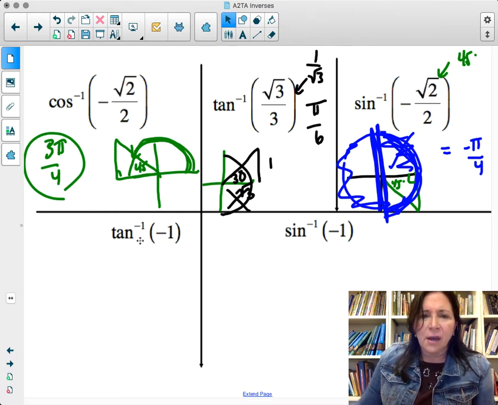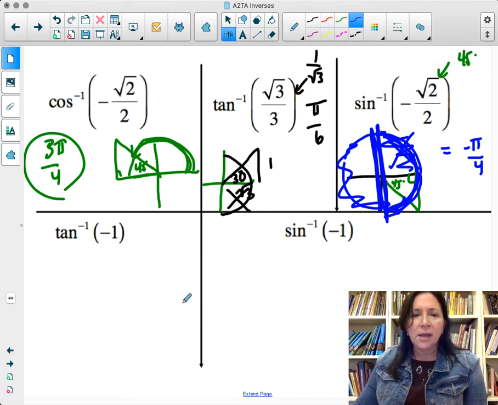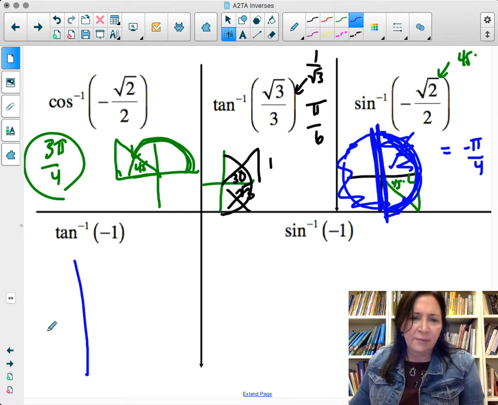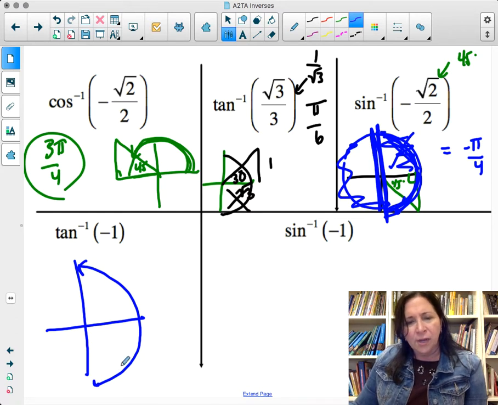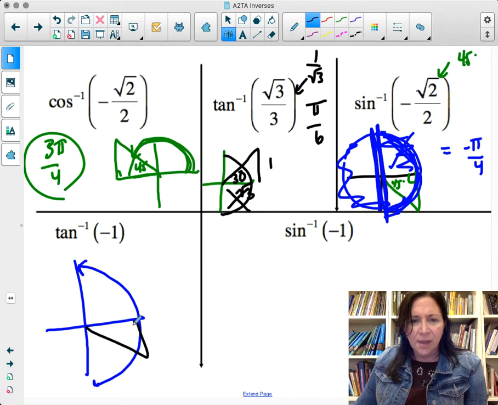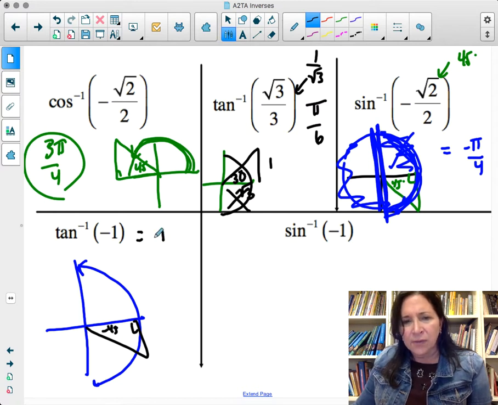This one is saying, where is tangent negative 1? So we know where tangent is 1. Tangent is 1 at 45 degrees. So we know that because this is negative, and remember, tangent's restricted areas are from the first quadrant into the fourth quadrant. So tangent is negative 1 down here. And so this must be negative 45 degrees. Again, we're in radians. So we're going to say negative pi over 4.